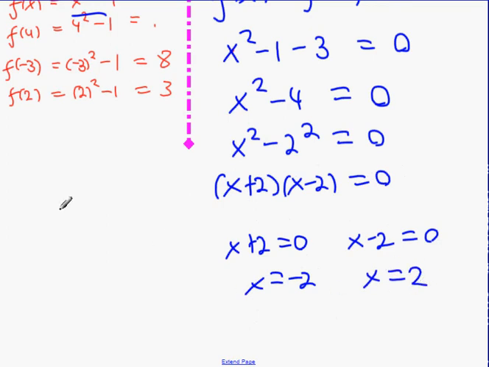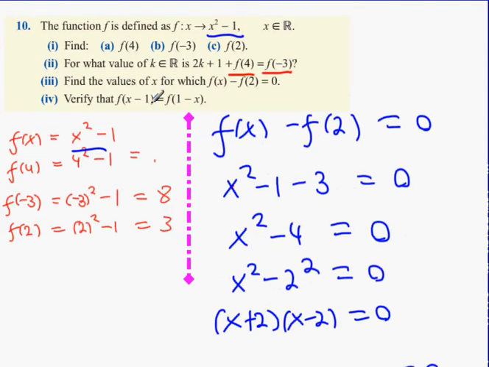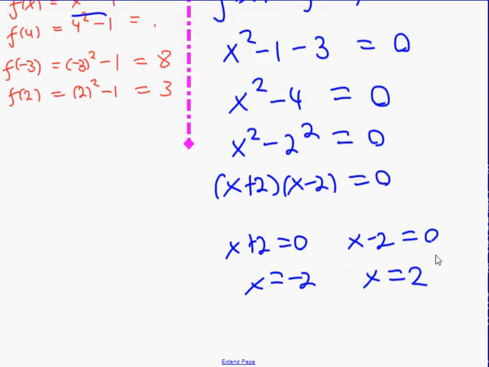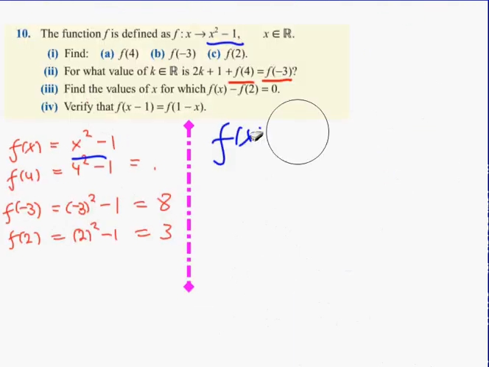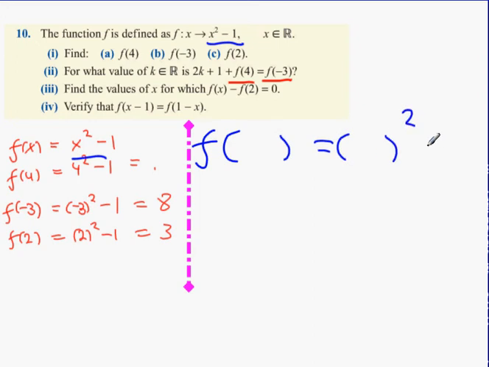Alright? Now, finally, verify that f of x minus 1 equals f of 1 minus x. Now this is where it really starts to confuse some people, okay? So the rule is, whatever is in the box, whatever x is, square it and take away 1. Would you agree that's what the function wants you to do? Whatever number you're given, you square it and take away 1. In this case, we're given x minus 1, so we're going to put x minus 1 here.